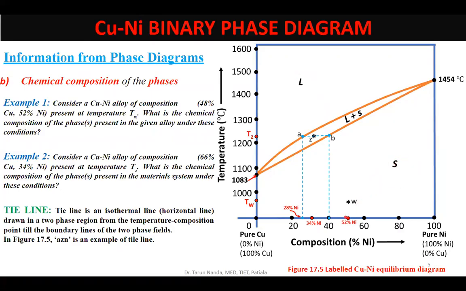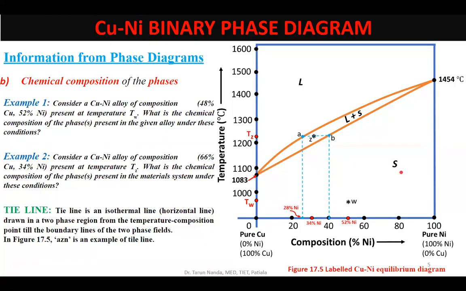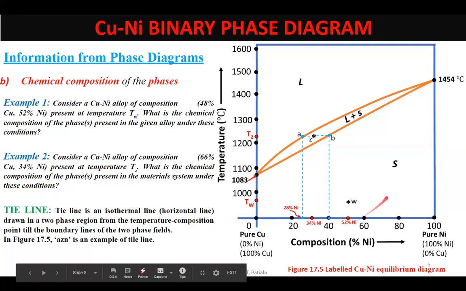So if you say that my interest lies in an alloy of 52% nickel remaining copper, and it is lying at temperature TW, the temperature composition state of this material system is being given by temperature composition point W, and W happens to lie in the single phase region, solid solution. So because there is only one phase present in your alloy under these conditions, the chemical composition of this phase would be the same as the chemical composition of the alloy in which it is existing. So you will say, sir, the chemical composition of the solid phase is 52% nickel and remaining 48% copper.